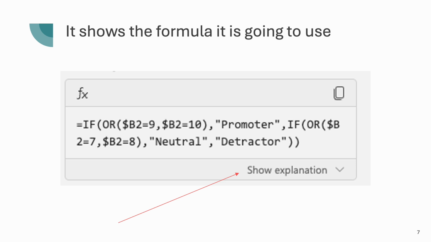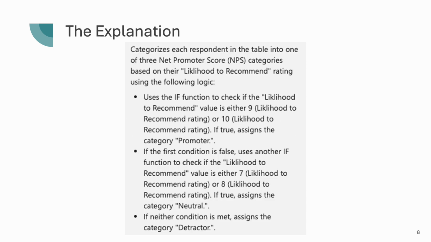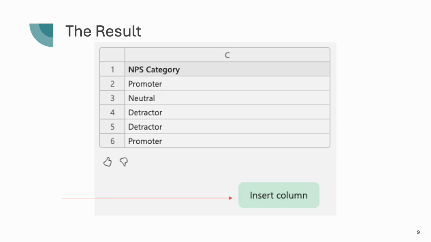So it brings up an if with an or, another if with an or, and then it's going to use the default else in order to get detractor. If I want to understand more about that formula, then I can click in the Copilot panel, show the explanation. If I click on show the explanation, then it tells me what exactly it's doing and how the if statement works and why the detractor falls out if neither of the conditions is applicable.